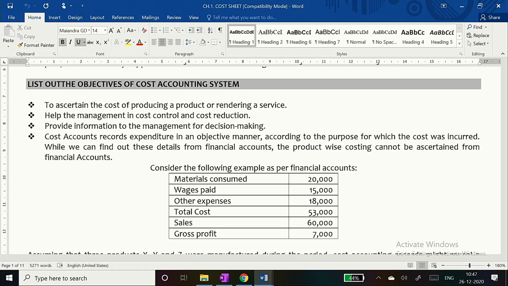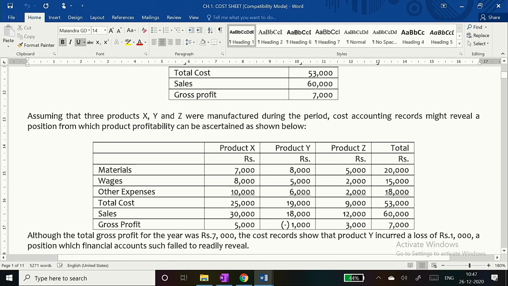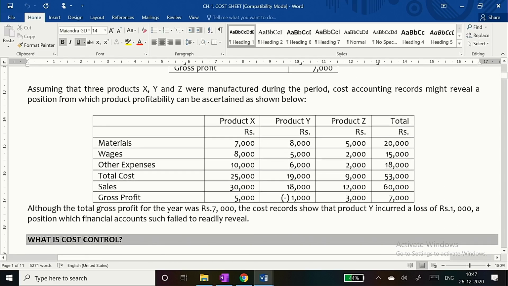It is actually development of financial accounts into costings, friends. There is nothing called, you see here. When you read like this, you have this material total cost incurred for 3 products, X, Y and Z. Materials, wages, other expenses. The cost, sales. Now you find that product Y is actually incurring loss. We have to discontinue the product so that the profit will increase. But that is a decision, we are going to come there later.